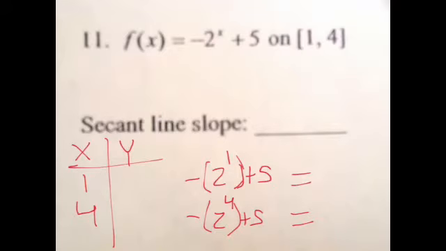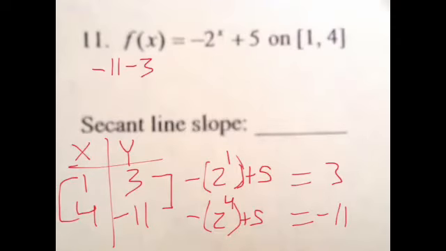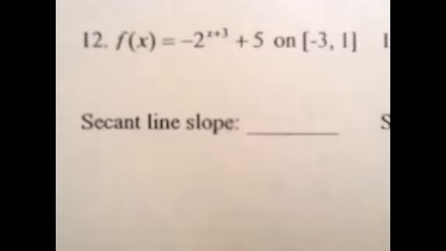So if you do 2 to the first, that's 2, but the negative version, so this is going to be negative 2, add 5 is going to give me 3. And then on this one, 2 to the fourth is 16. The negative version of that is negative 16, and when you add the 5, you're looking at negative 11. And now my difference in y's over my difference in x's, so negative 11 minus 3 over 4 minus 1 is going to give me negative 14 over 3. So I'm looking at negative 14 thirds.